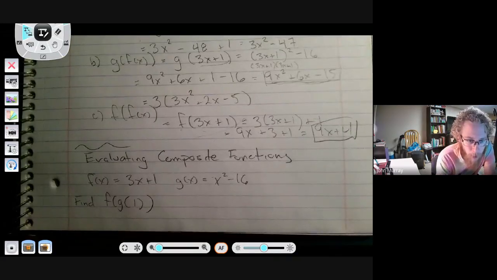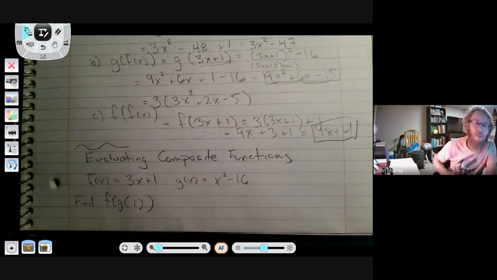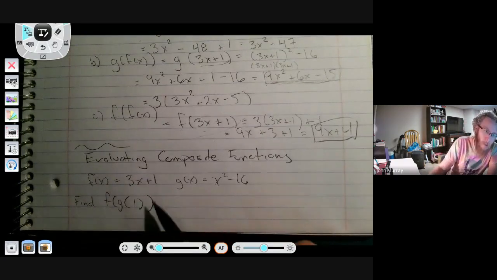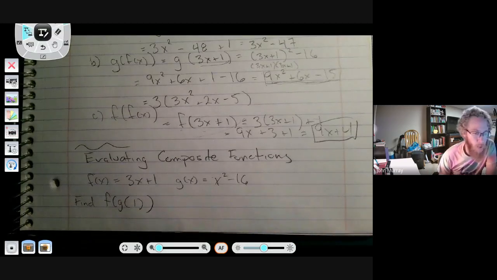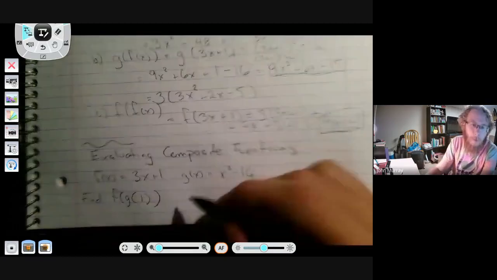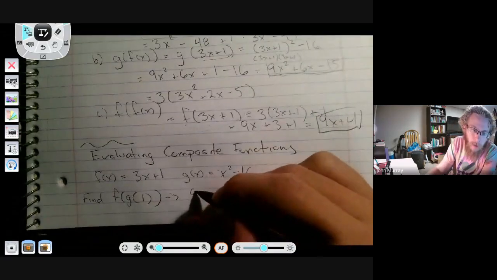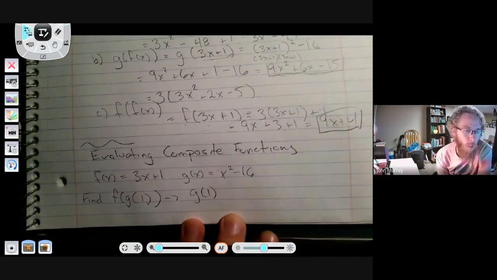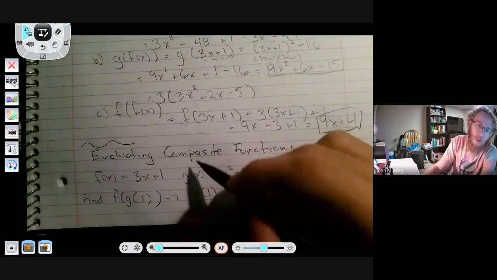So now I have f of x is 3x plus 1, g of x is x squared minus 16. I want to find f of g of 1. Like I said, this is going to be a chain reaction. The first thing I'm going to do is inside the parentheses, right? That's our order of operations, PEMDAS. Inside parentheses goes first. So the first thing I'm going to calculate is g of 1.